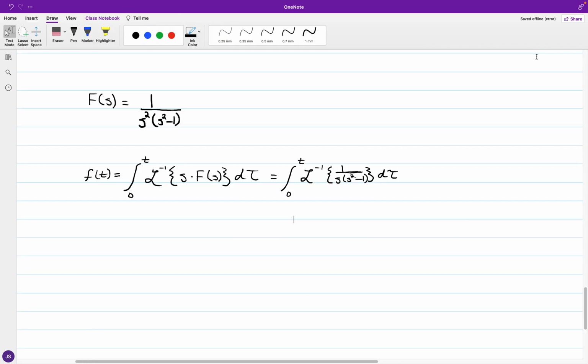Okay, for the next Laplace transform, we'll look at trying to find the inverse Laplace transform on the basis of using integration.